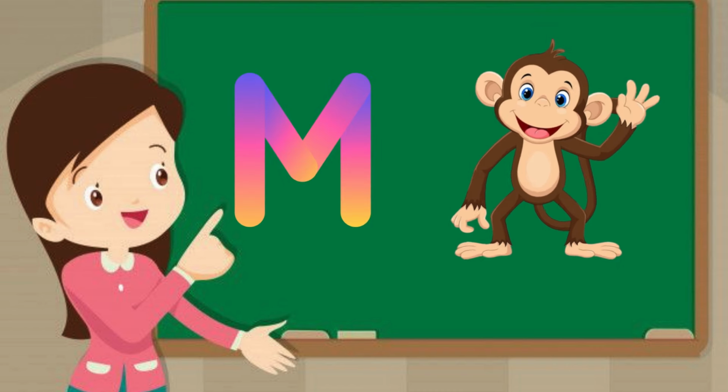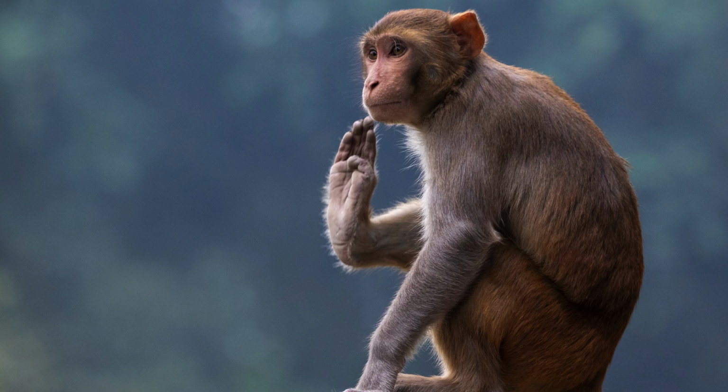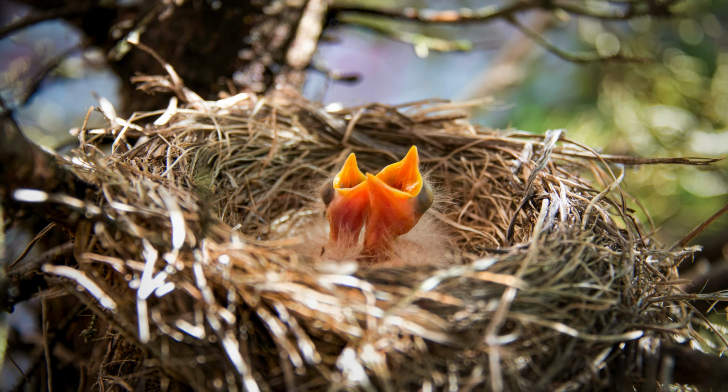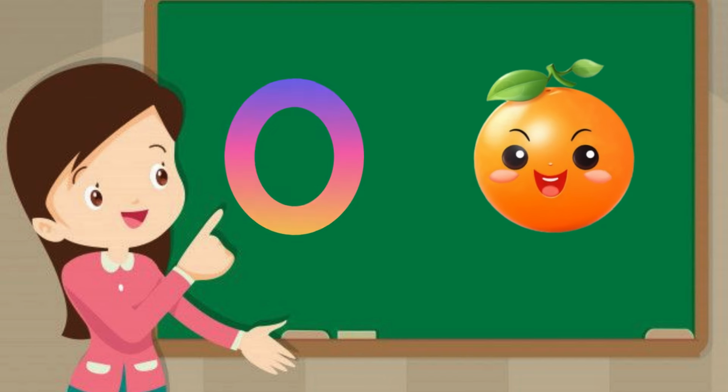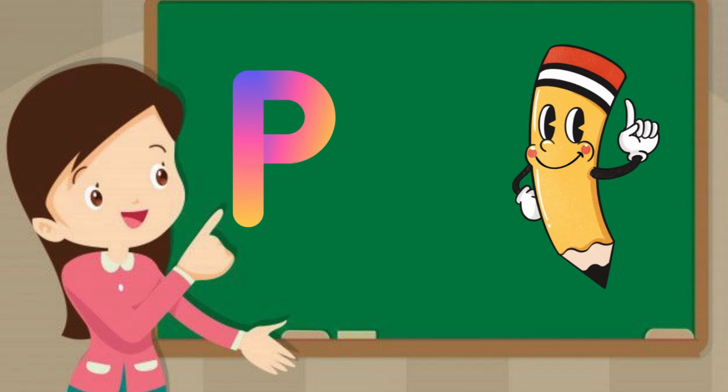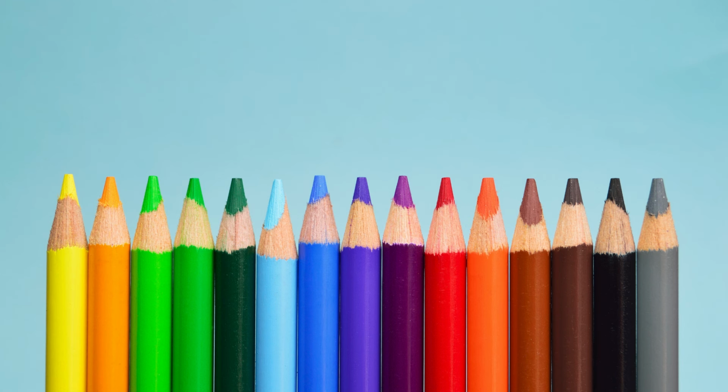M is for monkey. M, m. Monkey. N is for nest. N, n. Nest. O is for orange. O, o. Orange. P is for pencil. P, p. Pencil.